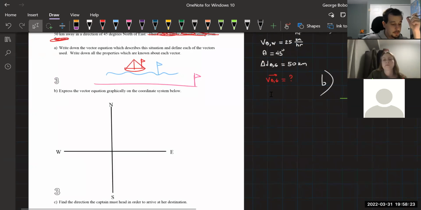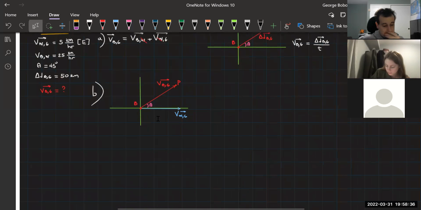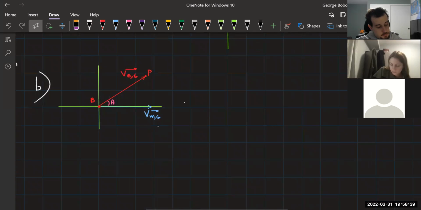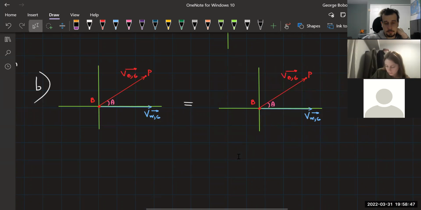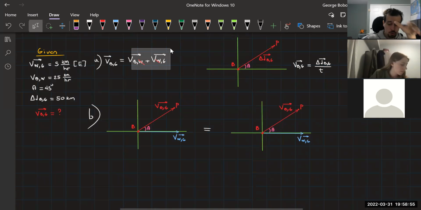Okay. So express the vector equation graphically on the coordinate system. Find the direction the captain must head in order to arrive at her destination. Fair enough. Okay. I've told you that you can move vectors around. So if right now this is the outcome, look at this one sec. We've got to add these two vectors to get this one, and I will color them so you can see them better, but that's what's going on.